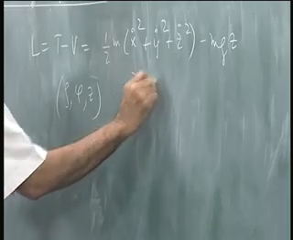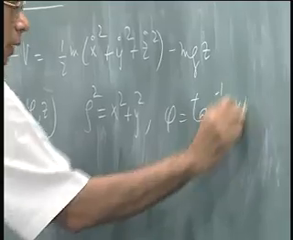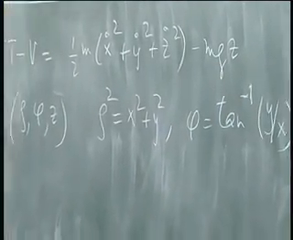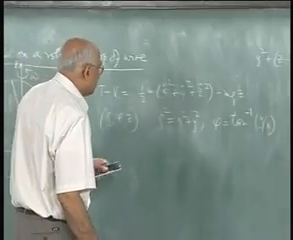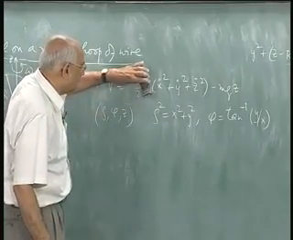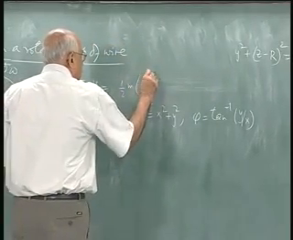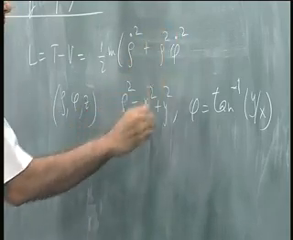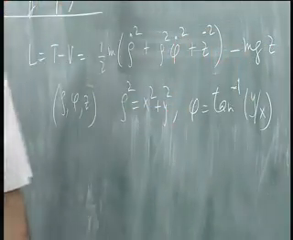Rho squared is x squared plus y squared, phi is equal to tan inverse y over x, and z remains as it is. What is the kinetic energy in these coordinates? Well, rho dot squared certainly plus rho squared phi dot squared plus z dot squared, minus mgz.